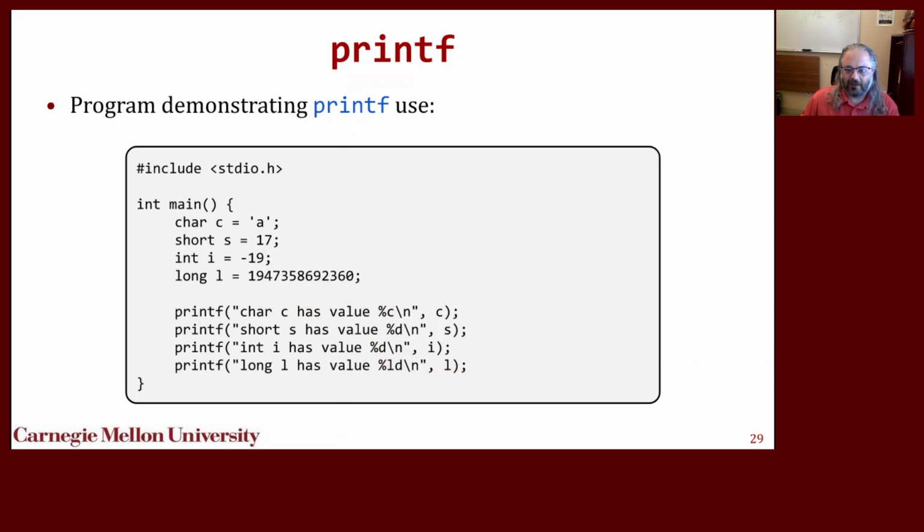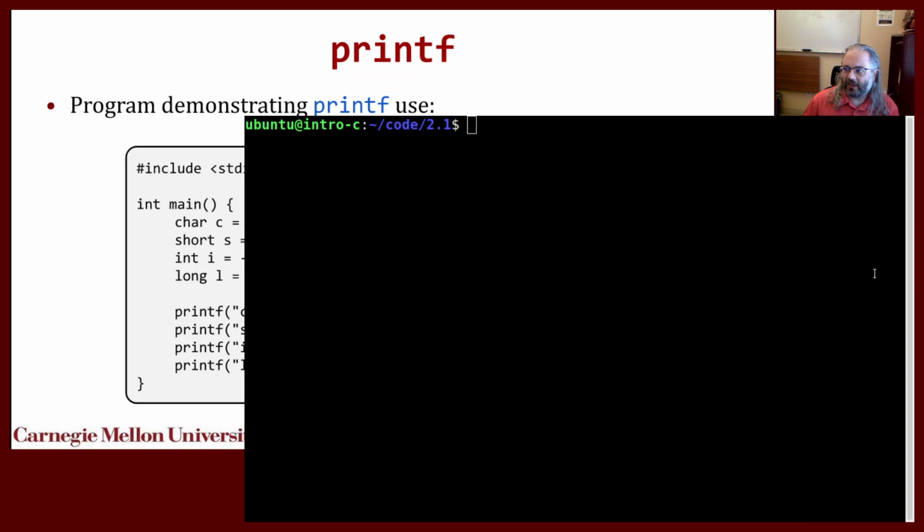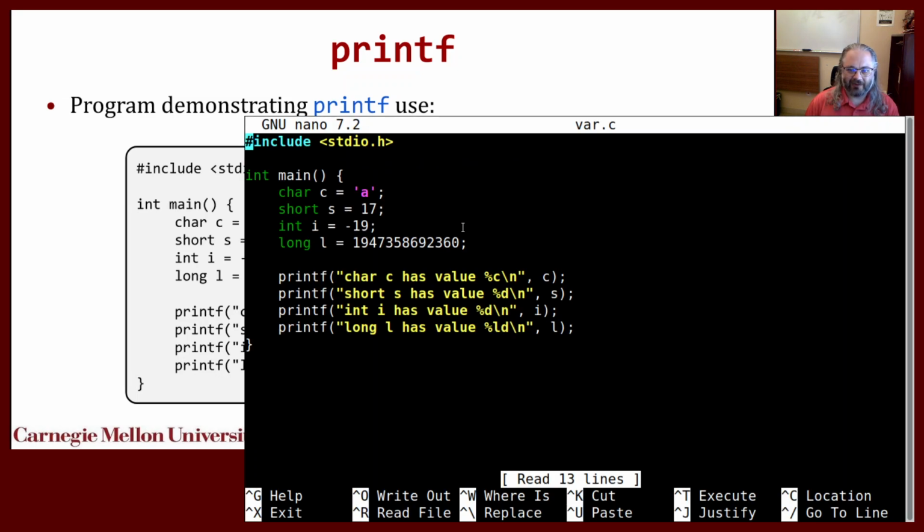So let's go ahead and bring up our terminal and see if we can run this code. I have, for this particular module, which is module 2.1, a program called size.c, var.c for different variables. If we look at var.c, we can see that this is the identical code to what's in our slide right behind it.